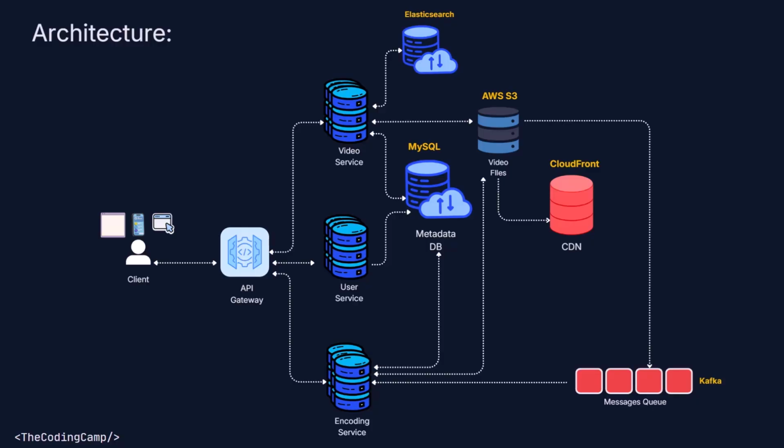Let's examine the upload flow. User requests upload URL. Video service generates a pre-signed S3 URL. Because uploading through application servers would waste bandwidth, it makes sense to upload to S3 directly. Upload completes. S3 emits an event. Message placed into Kafka. Encoding workers consume the message. Encoded versions are generated. Metadata updated in MySQL.